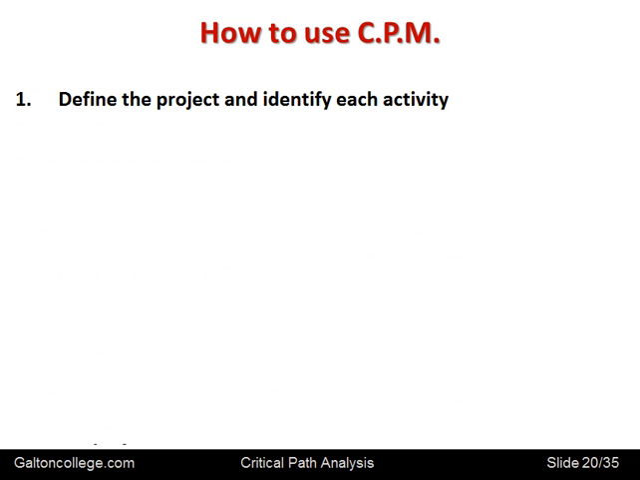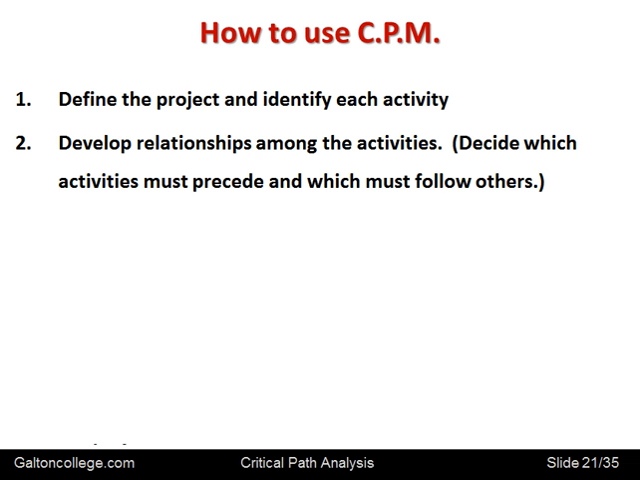So how to use CPM? Well, define the project and identify each activity. That's essential. That's the starting point. Second, develop relationships amongst the activities. Decide which activities must precede and which must follow others. So look at the activities, decide which ones come in front, which ones are more important than the other ones in terms of timing, and make sure that the sequence is laid out logically. Make sure the sequence is accurate.